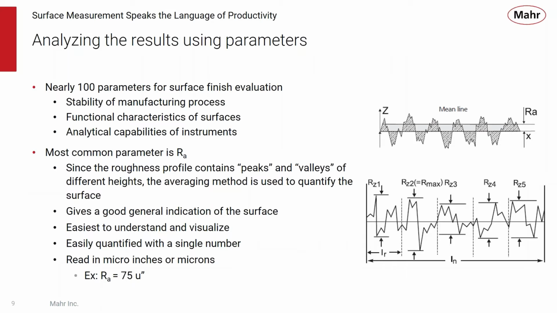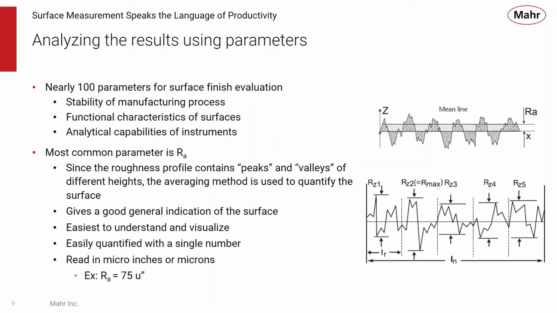Now, when we look at surfaces, there's a number of different parameters. In fact, there's nearly 100 parameters for surface finish evaluation. There are surface parameters for stability of the manufacturing process, functional characteristics of the surface, analytical capabilities of the instruments. But by far the most common parameter used for surface roughness in the United States anyways is Ra, or roughness average. Since the roughness profile contains those peaks and valleys caused by the cutting tool of different heights, the averaging method is used to quantify the surface.